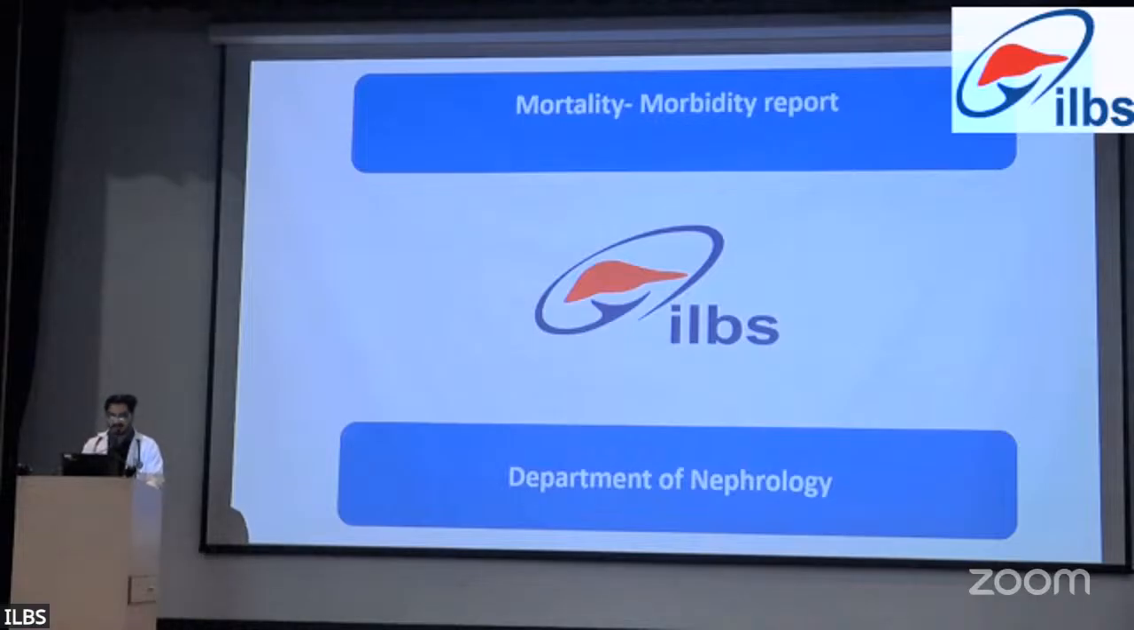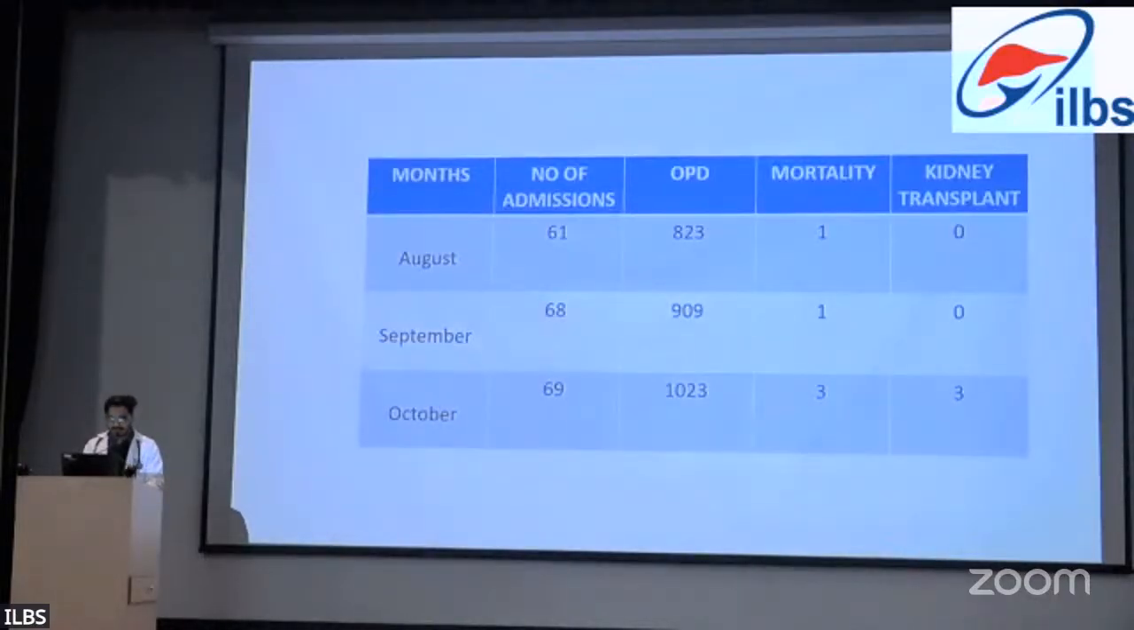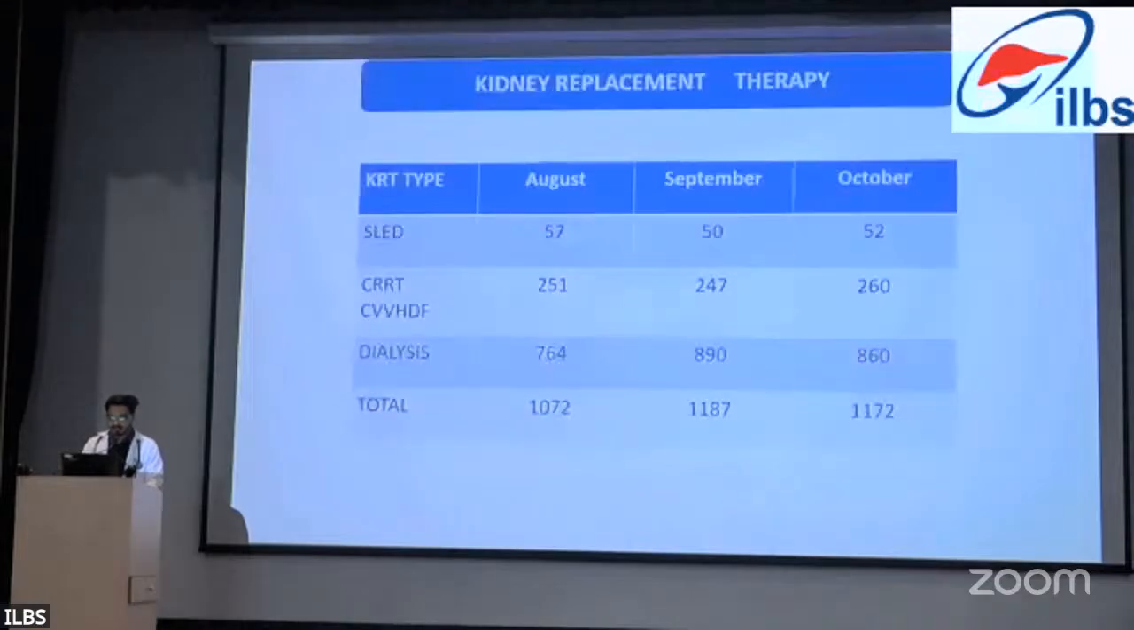Good morning. I'll be presenting the mortality and morbidity data of nephrology of the past 3 months. The admissions in August, September, October were 61, 68, and 69. Mortality was 1 and 3 respectively, and kidney transplants were done, 3 in October. Total dialysis done in August, September, October were 1,070, 1,180 and 1,170.